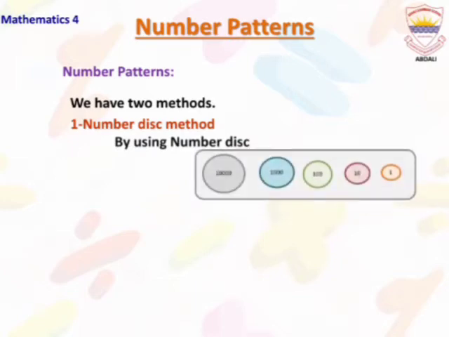Here, students, number disks are shown. These number disks show ones, tens, 100, 1000, 10,000, in different colors. The orange number disk is of ones. The pink number disk is of tens. The green number disk is of 100, the blue number disk is of 1000, and the grey number disk is of 10,000.